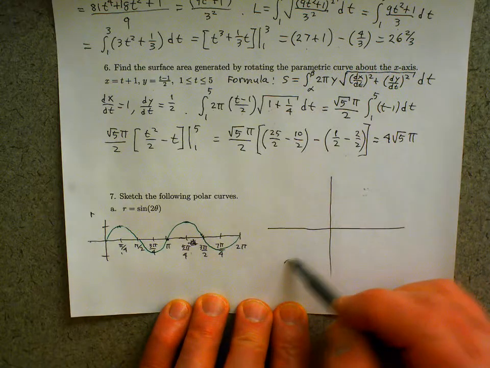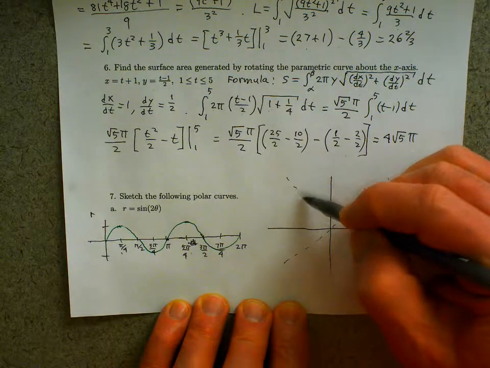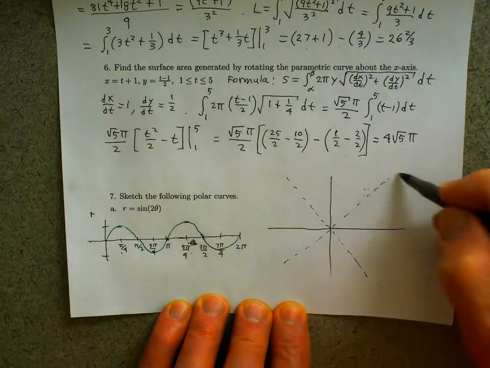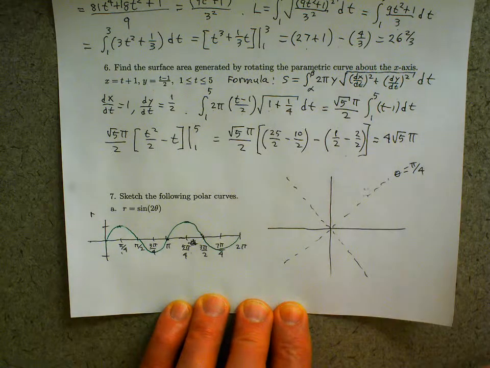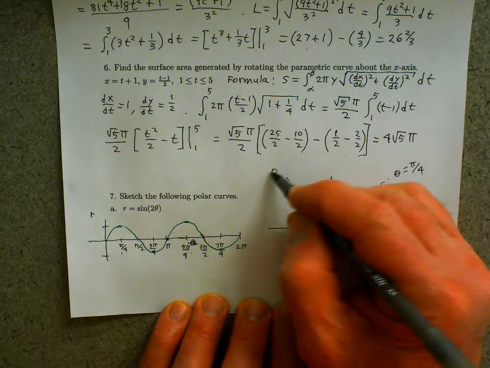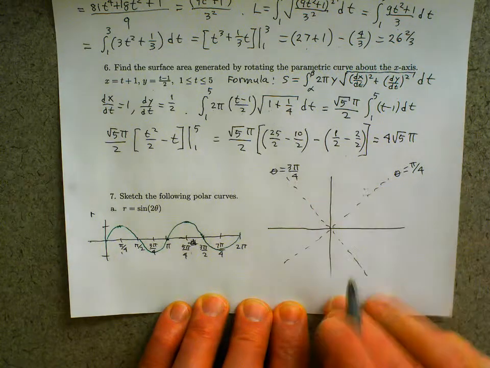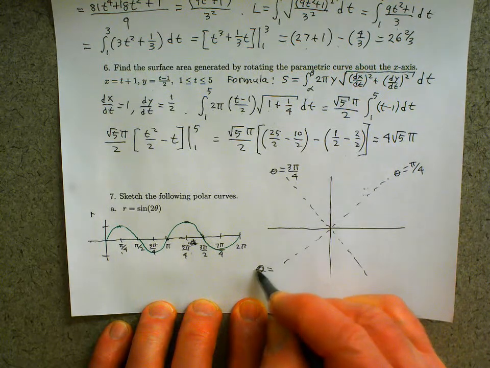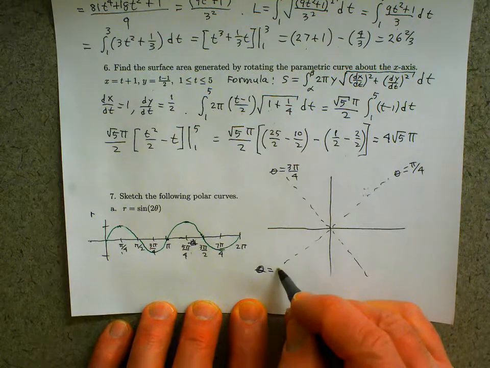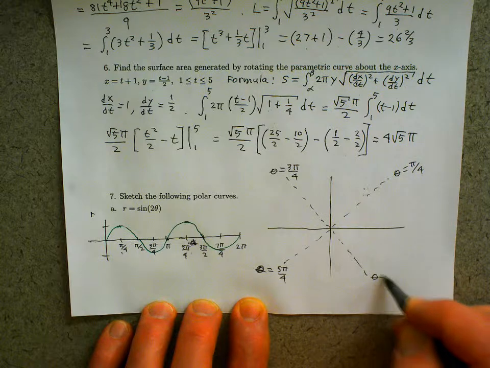So if we subdivide the plane, this is theta equals pi over 4. This one is theta equals 3 pi over 4. Theta equals 5 pi over 4. And theta equals 7 pi over 4.